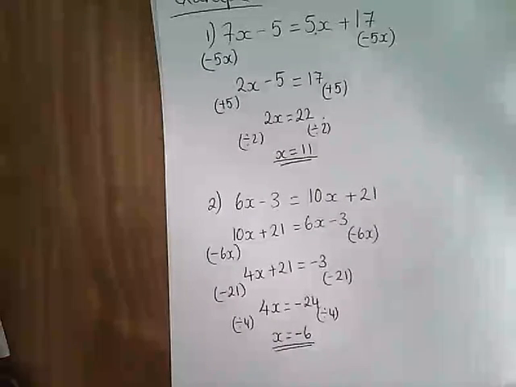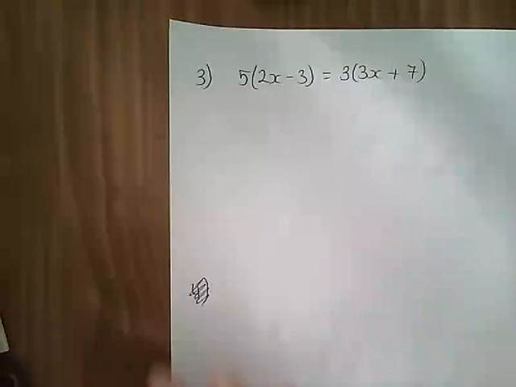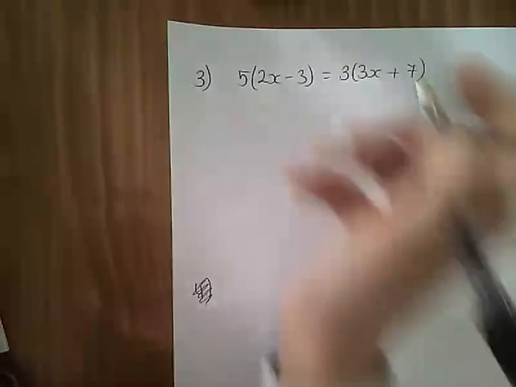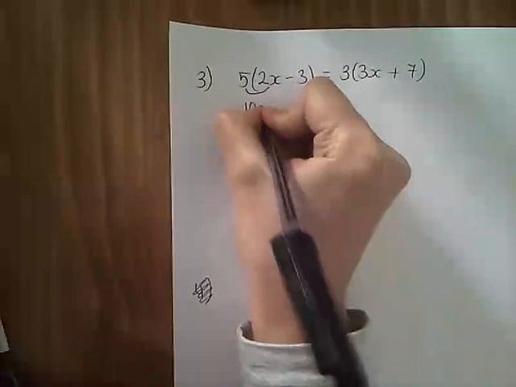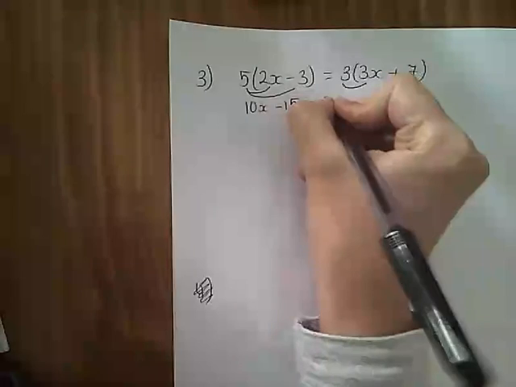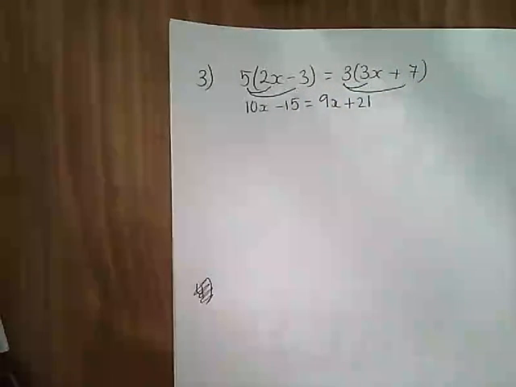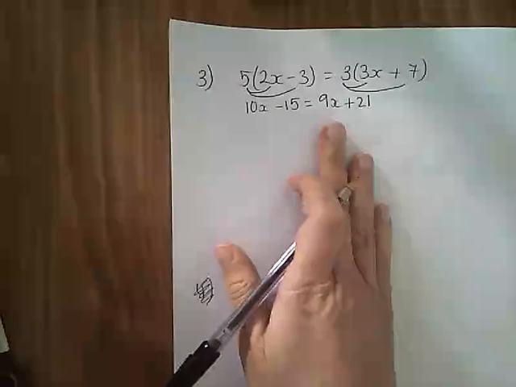Okay, right, let's extend this a little bit further. Here we go. Extending it further, we've got brackets and x's on both sides. So first step, expand the bracket. 10x minus 15 equals 9x. You've noticed I've expanded each bracket on its own, just like normal. And then after that, it just becomes the ones we've just done.